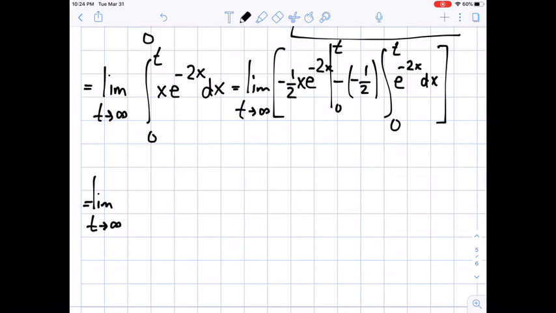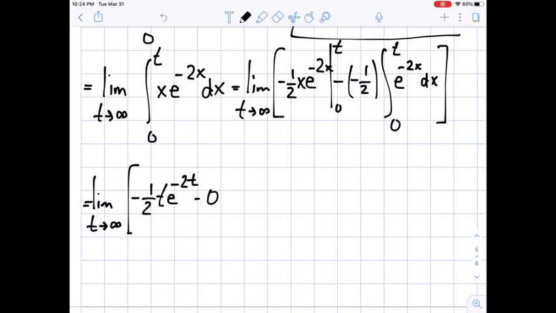We can deal with that first part right now, actually. So we have negative 1/2. We plug in t. We have e to the negative 2t. And then we subtract what we get when we plug in 0. But when we plug in 0, because of this x term right there, we're just going to get 0. So we can sort of leave that out. That's the first part.